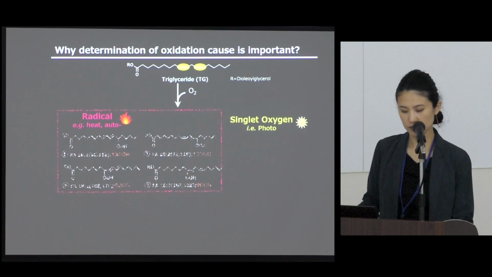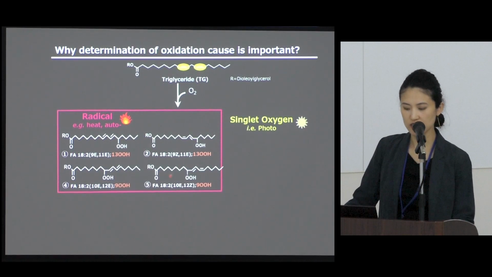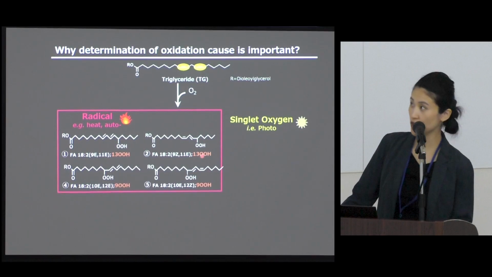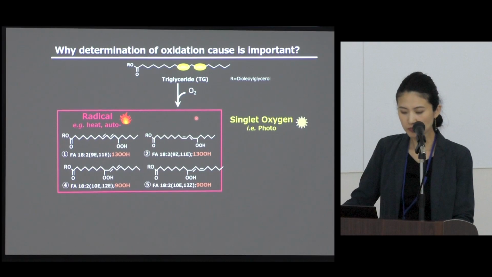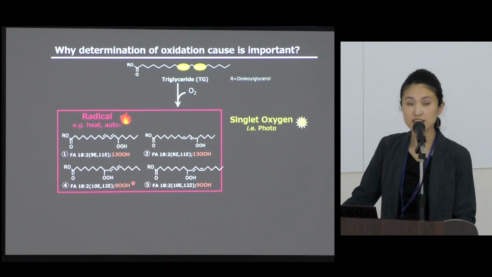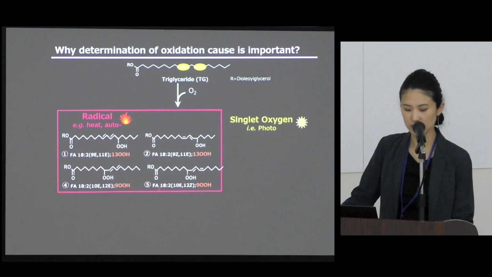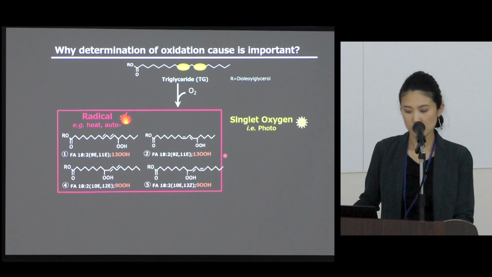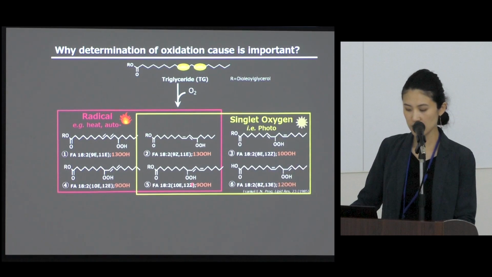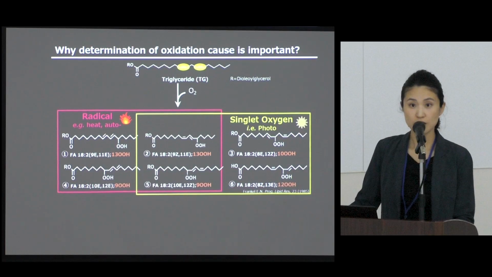By radical oxidation, these 4 TGOH isomers are generated. Actually, I'm showing the linoleic acid TGOH isomers. The oxygen is inserted at the 9 or 13 carbon of the linoleic acid, and the cis-trans and trans-trans isomers also exist. So that's why there are those 4 isomers. As for singlet oxidation, in addition to the 9 and 13 positions, 10 and 12 hydroperoxides are also generated as shown here.